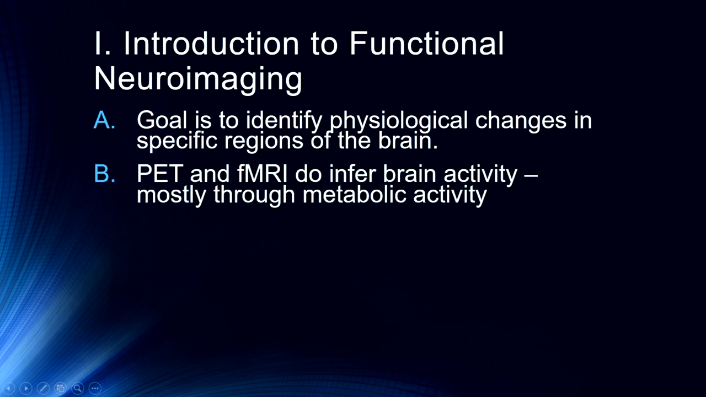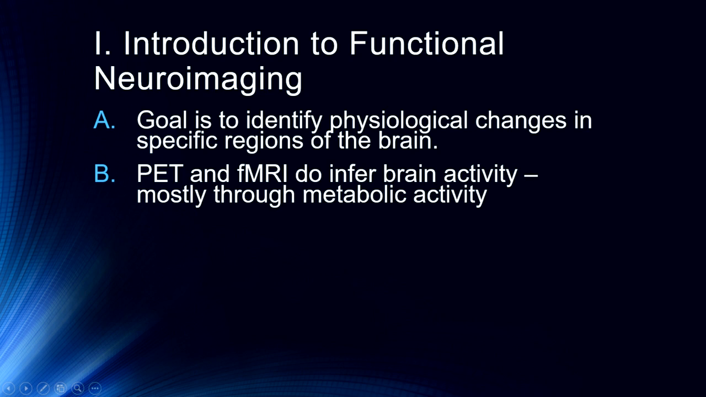So PET and fMRI. PET is positron emission tomography, fMRI is functional magnetic resonance imaging. These do infer brain activity, but they don't directly measure brain activity. And that's what's really important. Because what we're doing is inferring brain activity through metabolic processes. As we've talked about in previous lectures, neurons are highly metabolic. They use a lot of glucose, they use a lot of oxygen, and as a result, when they're using those substances, we can actually try to measure that. So we're inferring functioning through these physiological processes.